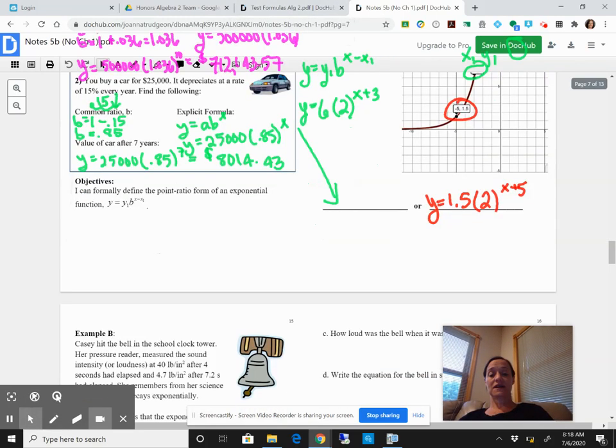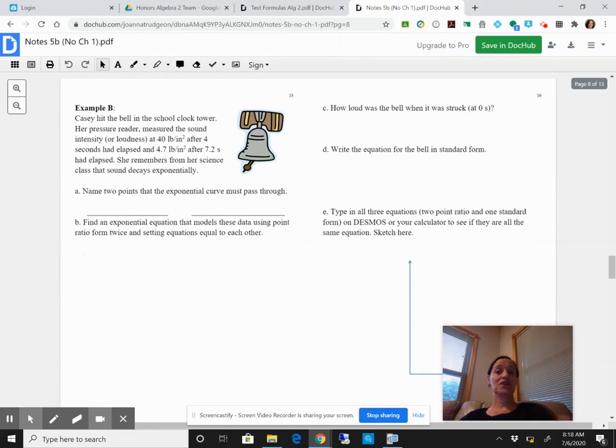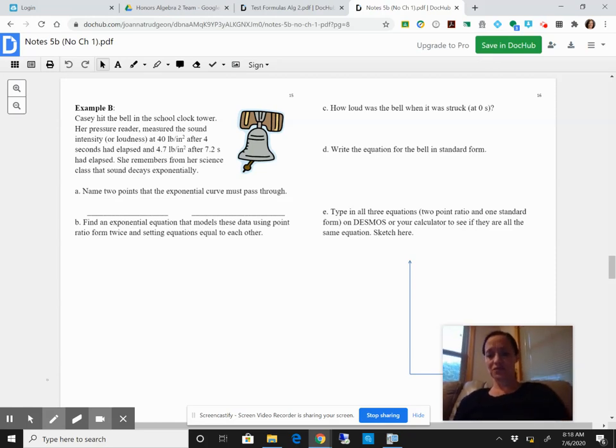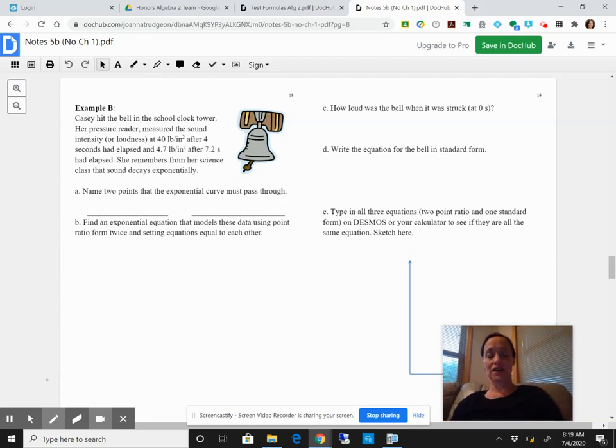Now this next page is one problem. It's a big, long problem, and it uses so many properties that we've learned about exponential equations. That's kind of cool, but it's a pretty advanced problem. So make sure you are doing what you can here to make sure you can understand this. But again, it's kind of using everything, which is exciting. So it says here, Casey hit the bell in the school clock tower. I imagine this is like Harry Potter, there's that clock tower and there's a bell up there that rings every so often.